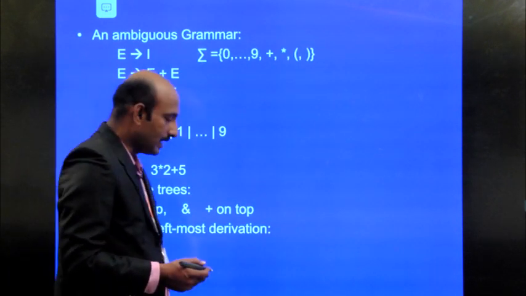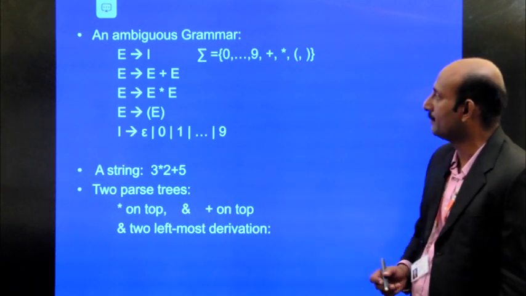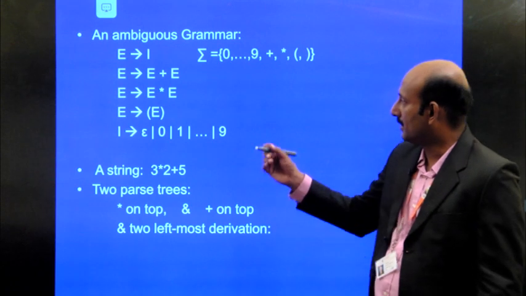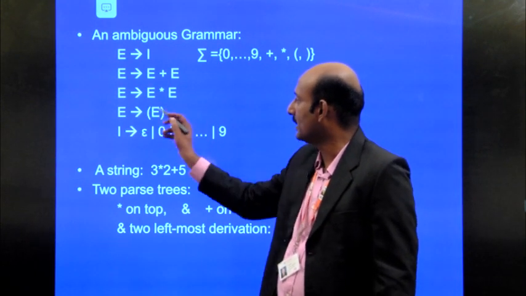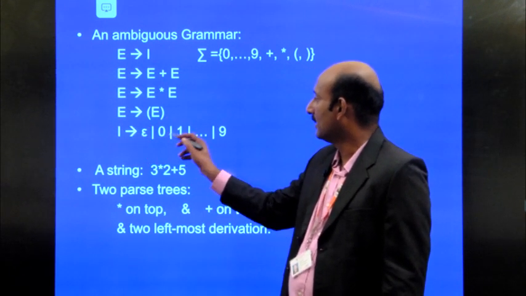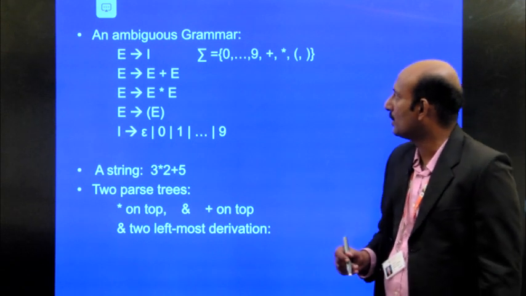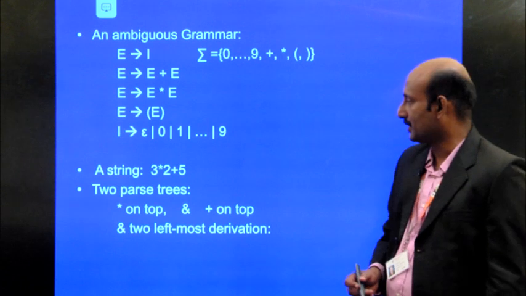So let's see this ambiguous grammar. In this ambiguous grammar, I have taken this one: E implies I, E implies E plus E, E implies E star E, and E implies open E close, and I stands for an identifier or anything, that is epsilon, 0 or 1, likewise. So what is the meaning here? It may have arithmetic expressions.